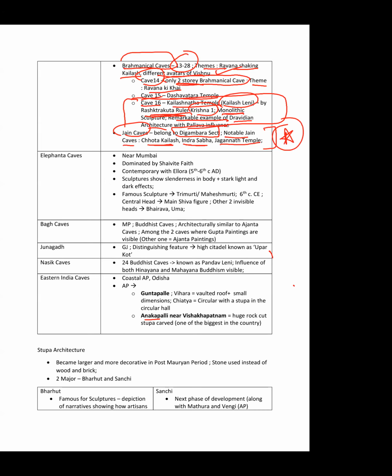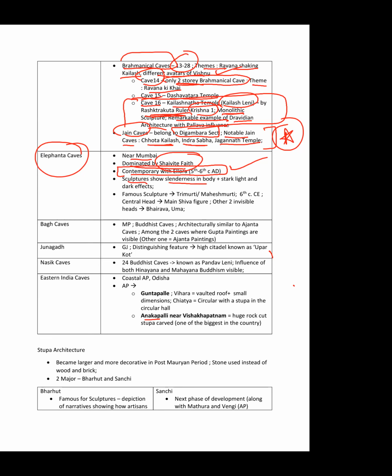So if a question comes that the Ellora caves were a mosaic of all three religions, explain with details, right? These details should be there. You cannot beat around the bush there. Elephanta caves near Mumbai, dominated by Shaivite faith, Shaivism, contemporary with Ellora, right? So this timeline kind of thing helps you to see things: Ajanta was during this time, Ellora during this, Elephanta during this time. So if a timeline type of question comes, this is where you get the hints from, right?